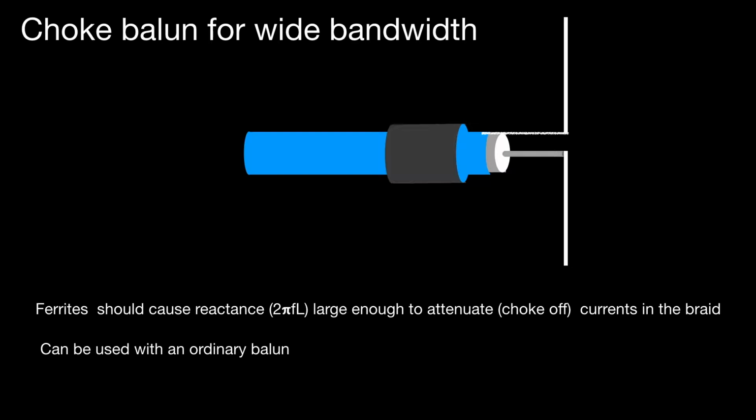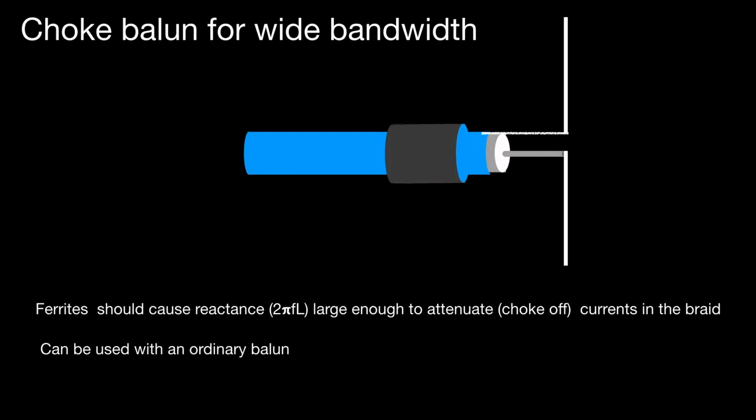Now you can use this technique as well if you feel that you've got some sort of mismatch occurring somewhere, even if you're using baluns externally to the shack or something like that. You can always use this technique to further attenuate any signal current in the braid and therefore improve the performance of the system.